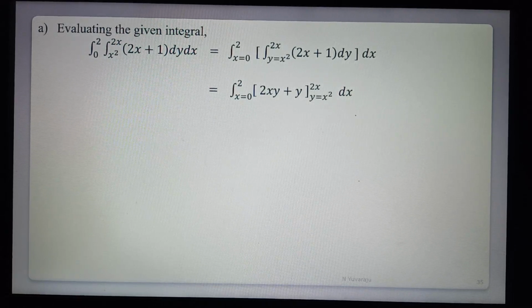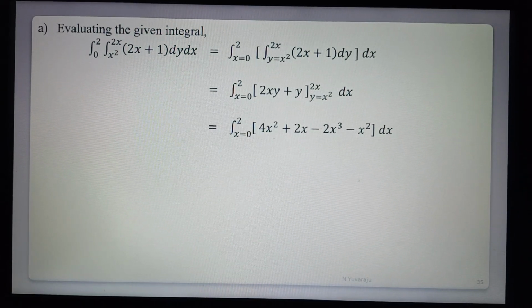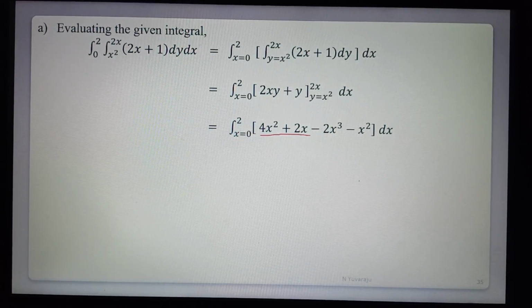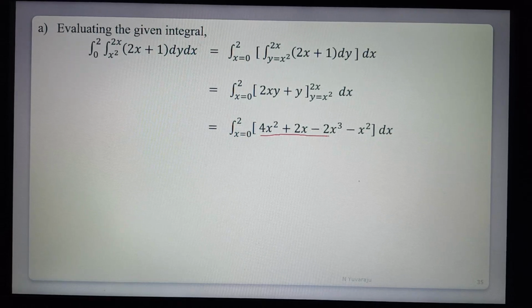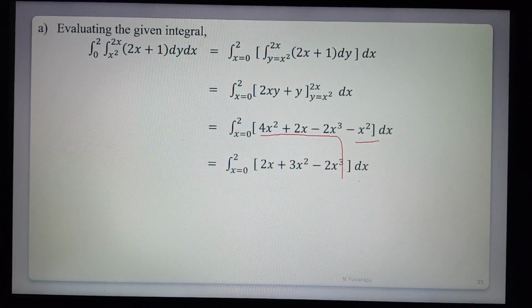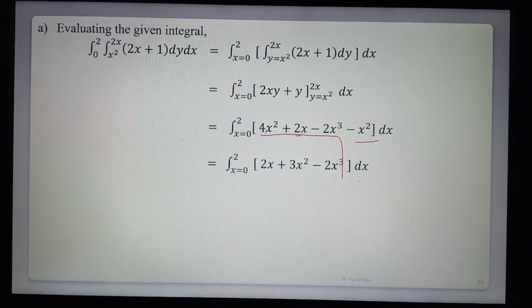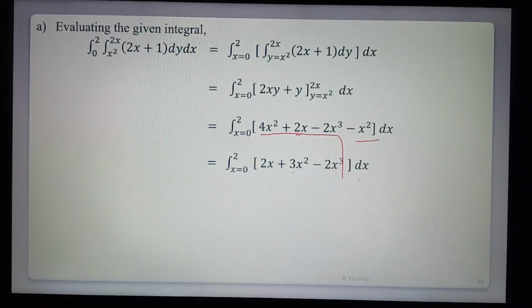Substituting the limits, that is equal to the integral for x equals 0 to 2, upper limit y equals 2x gives 4x squared plus 2x, minus the lower limit y equals x squared gives 2x cubed plus x squared. So that is equal to the integral for x equals 0 to 2 of, after simplification, 2x plus 4x squared minus 2x cubed minus x squared, that is 2x plus 3x squared minus 2x cubed.